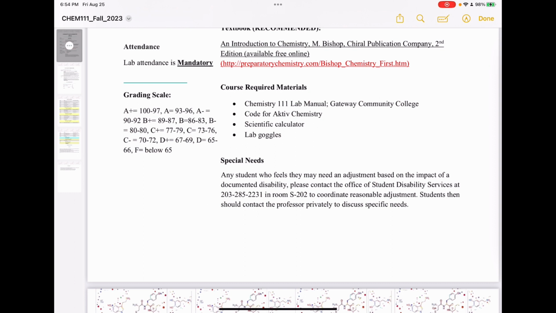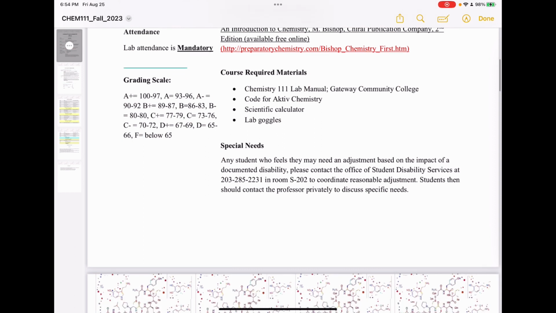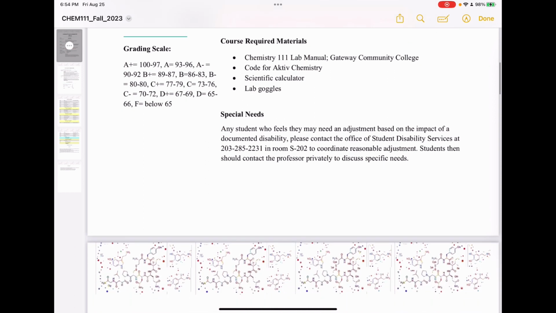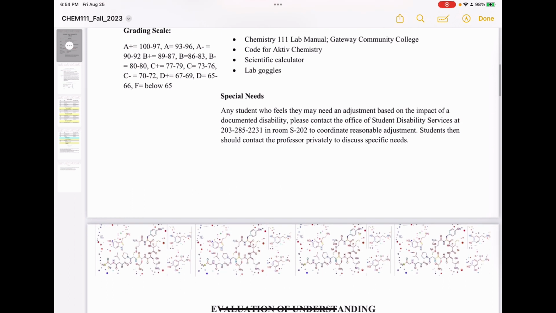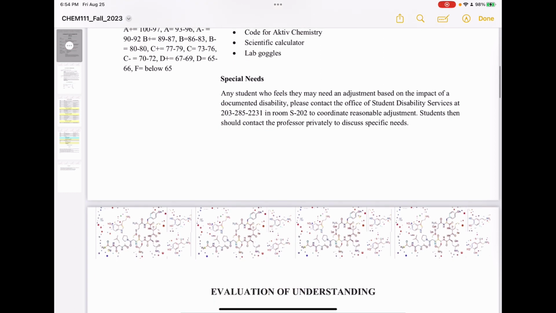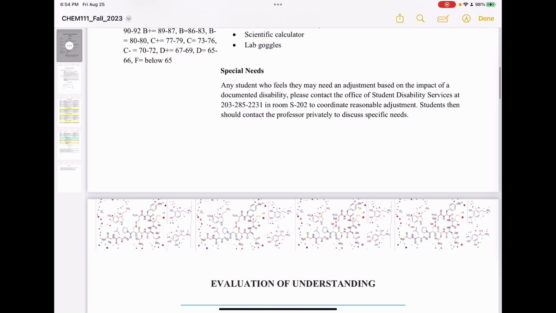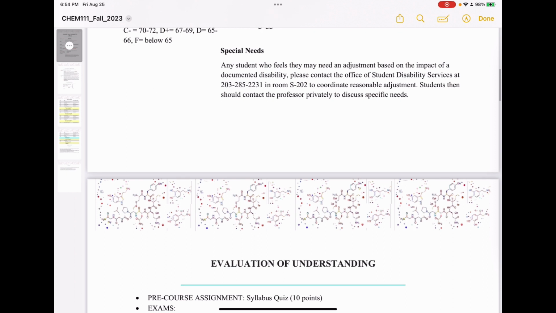But everybody is expected to have an active chemistry account. Scientific calculator, which we will need in the lab as well as when doing our tests. So please have your own with you in the lab, as well as at the exams. And lastly is the lab goggle, and again that's for safety. So please have your lab goggle with you when you come to the lab.